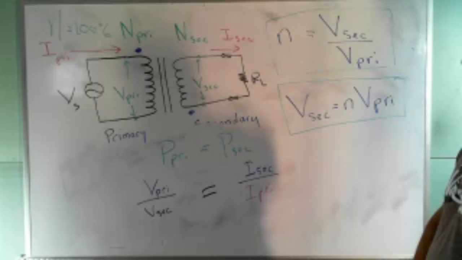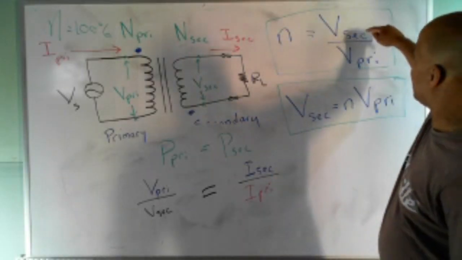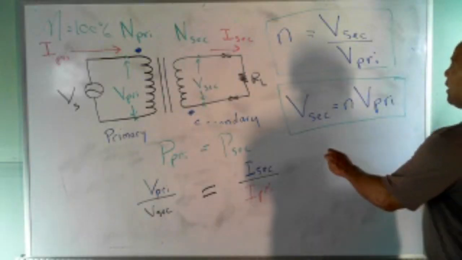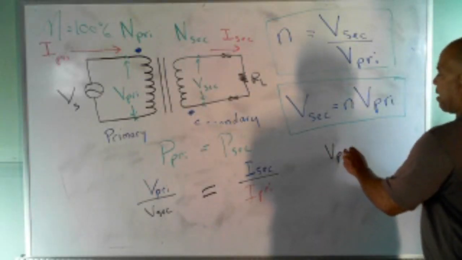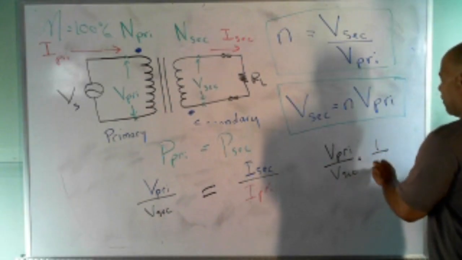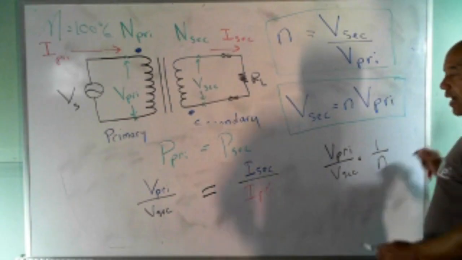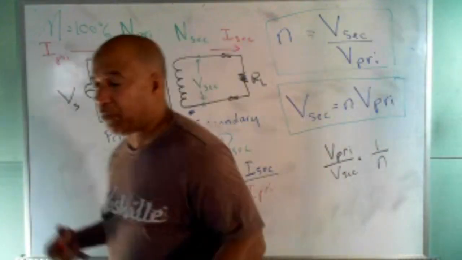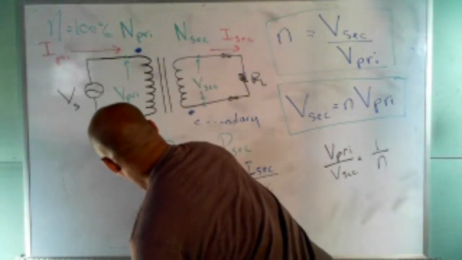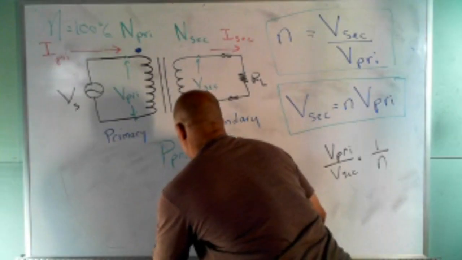Like the inverse of the turns ratio? Yeah, everybody see that? If the turns ratio is V sec over V prime, if I flip it over, that means that V prime over V sec is equal to 1 over N. That's the inverse. So I can replace this right here, not with N, but with the reciprocal, 1 over N.